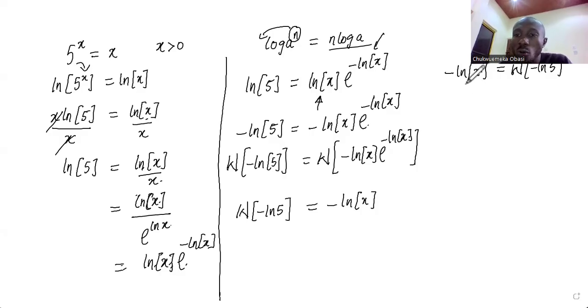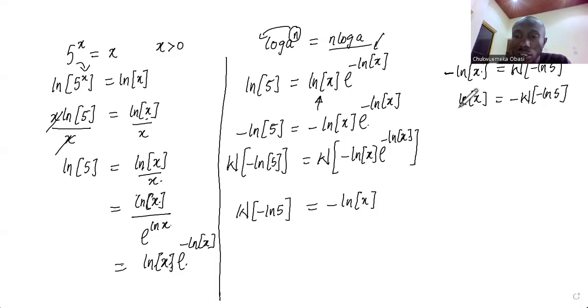Perfect. Now, I'm about to get the value of x, and I need to take away this negative sign from here. So if I multiply both sides by negative 1, I'll have the ln of x is equal to the negative Lambert W function of the negative ln of 5.